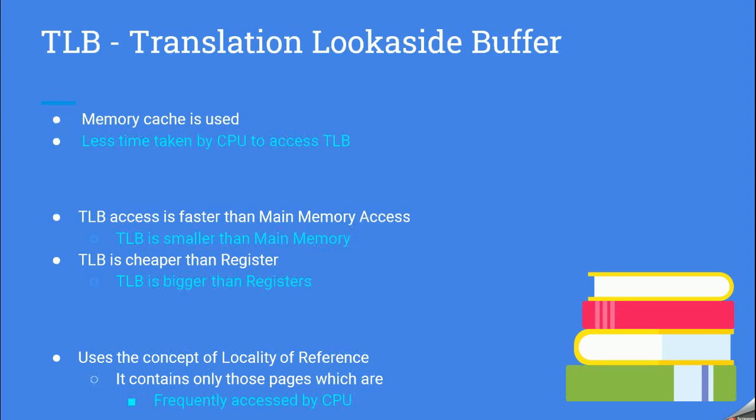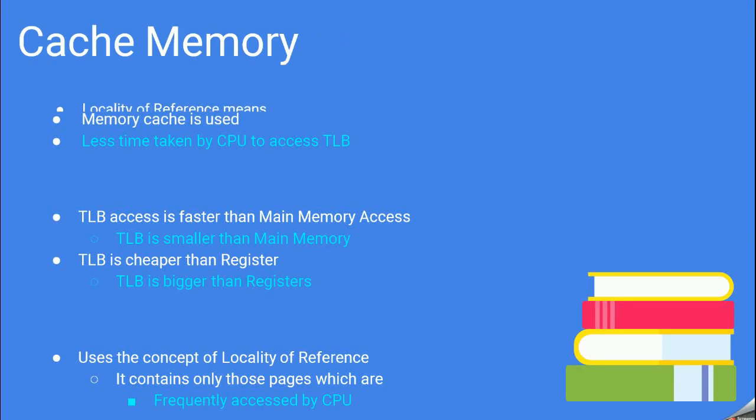On the other hand, it is cheaper than registers. However, it is bigger than registers, so it can store more, but it is smaller than main memory, so it is fast. Instead of going to the main memory, it is a kind of caching. It uses the concept of locality of reference. It only contains those pages which are used recently or frequently.